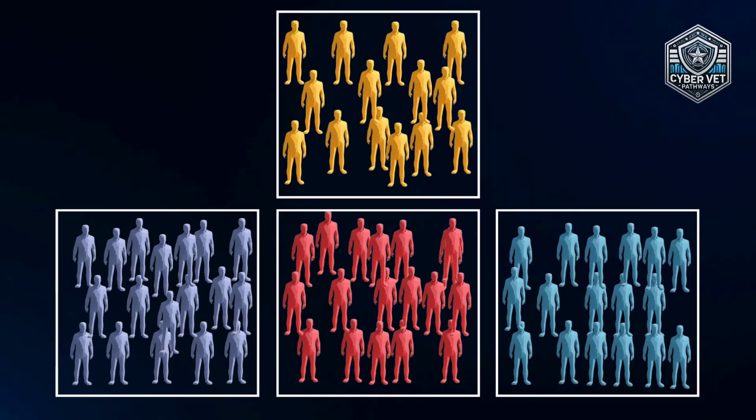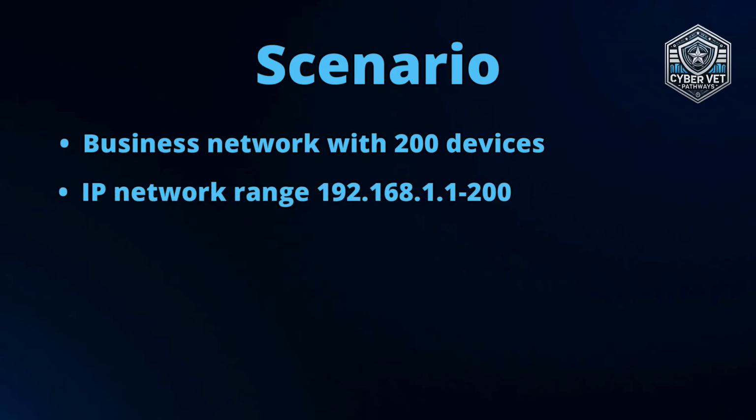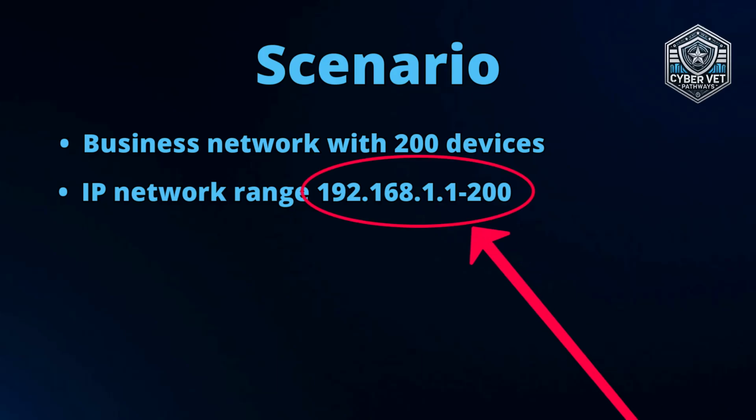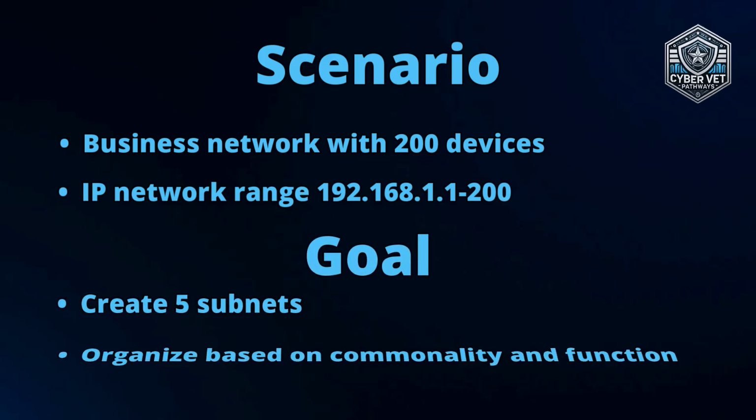Now, let's put this in a more practical scenario. Let's reimagine a business network with 200 devices. These devices have IP addresses falling within the range of 192.168.1.1 all the way to 192.168.1.200. Managing all these devices in a single network can quickly become chaotic. So we're going to create 5 subnetworks to better organize them based on commonality and their function.